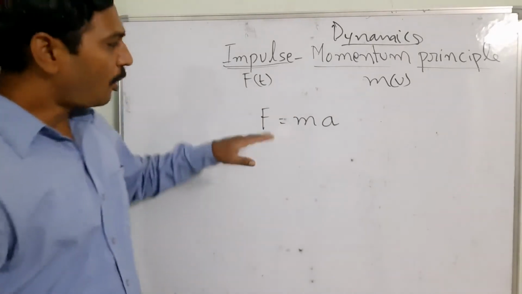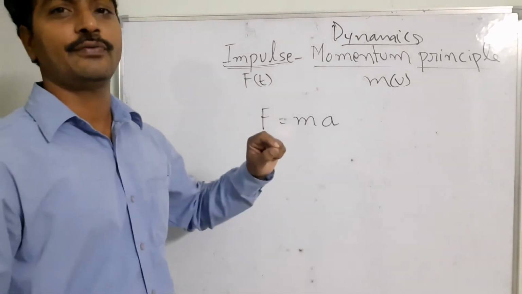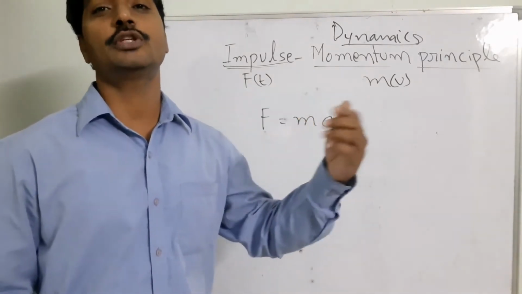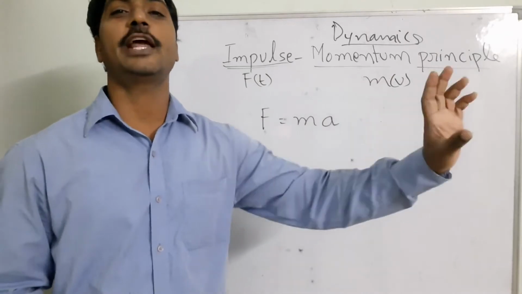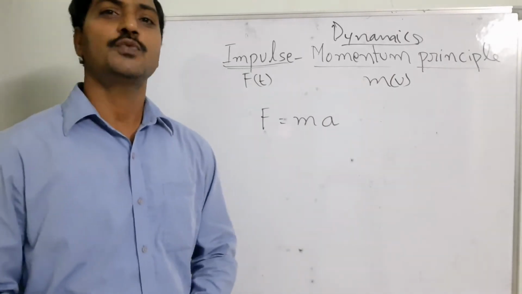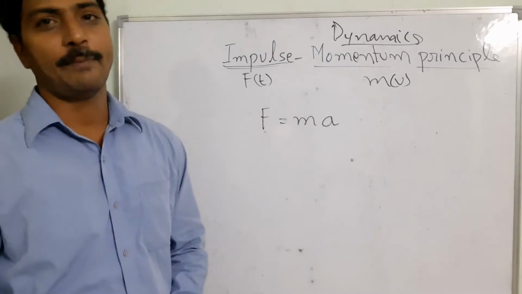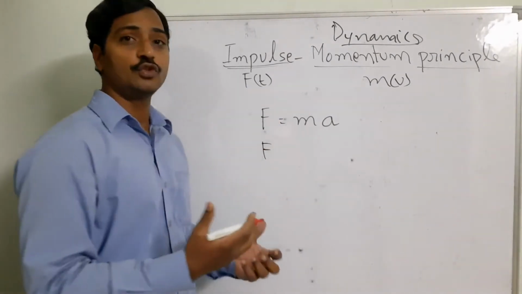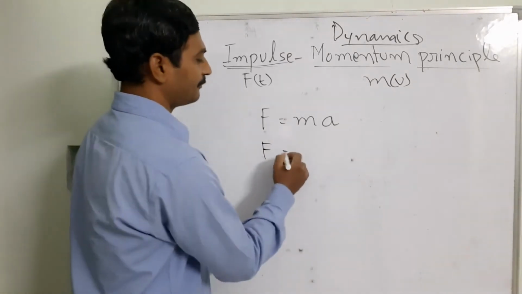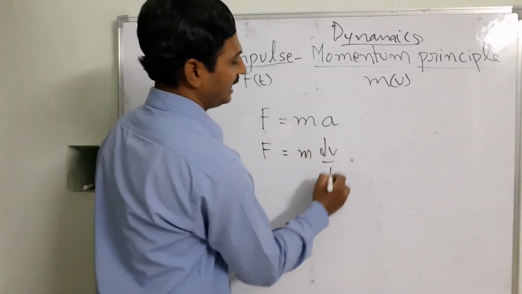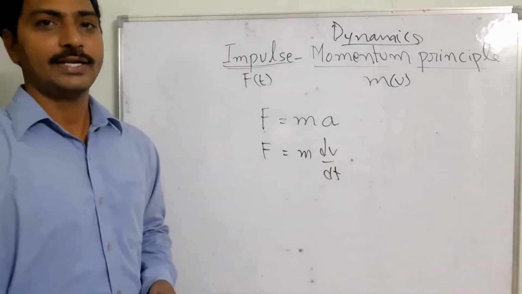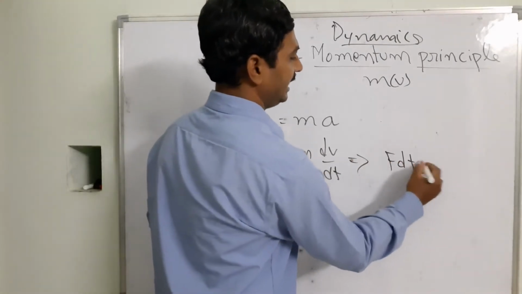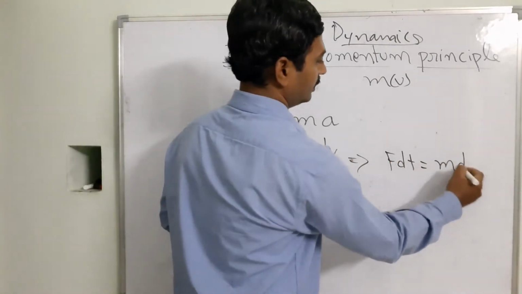It means that when a body is subject to an applied force F, the direction of the body's acceleration, or the direction of motion, is towards the direction of the force. This is what we have learned. So how can we derive this? Assume a large force F is acting, and with a = dv by dt, simplifying the equation, F into dt is equal to m into dv.